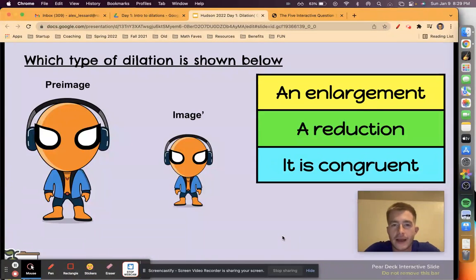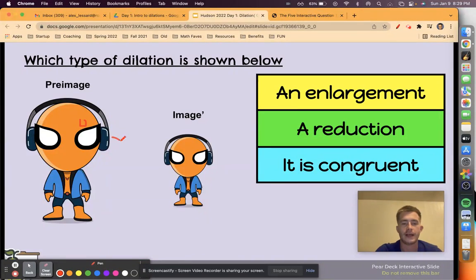Next up, go ahead and take about 30 seconds. Try to answer this one on your own on your Chromebook. All right, and we started with our pre-image. Started here, right? And then to get here, looks like our image got smaller, so that was a reduction.